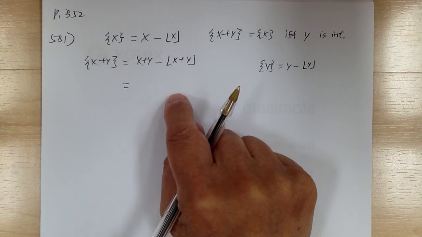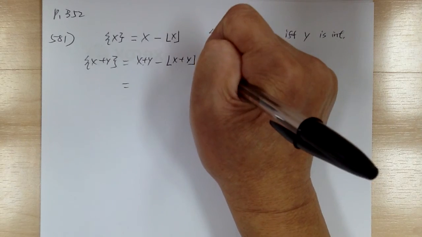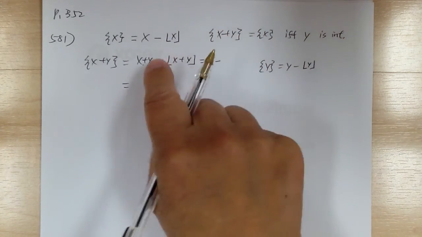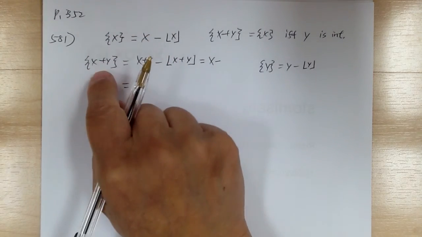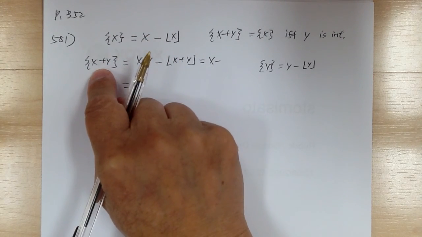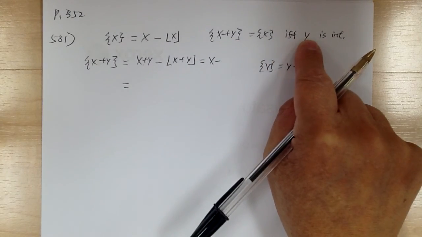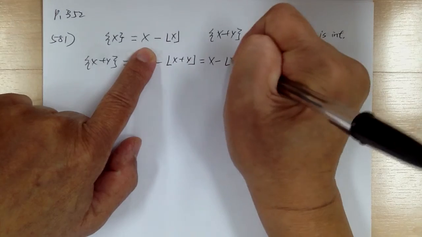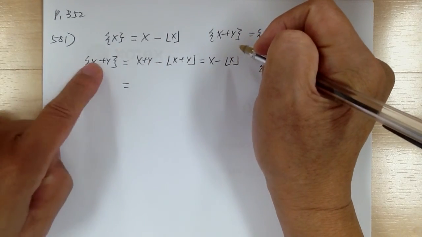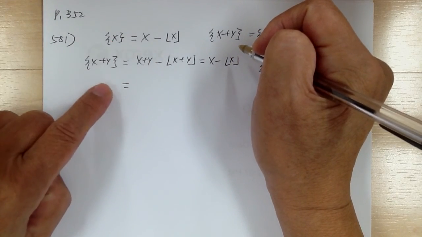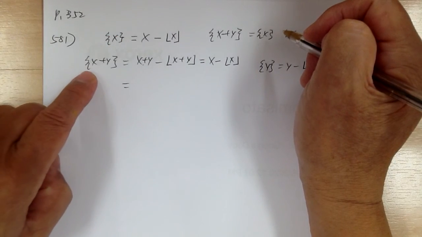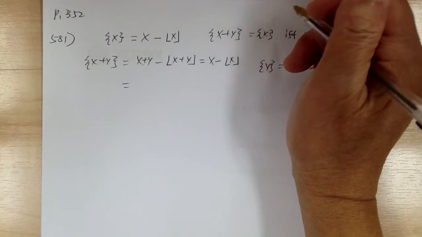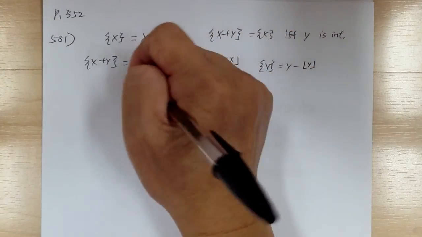So next step is this is going to be equal to x minus. Remember, we want to show that this is equal to that, right? So we want to say that if this is equal to that, then y must be an integer. So we're going to set this equal to that. So this is equal to x minus the floor function of that, right? So that's where this came from. Okay, so the x will cancel out.